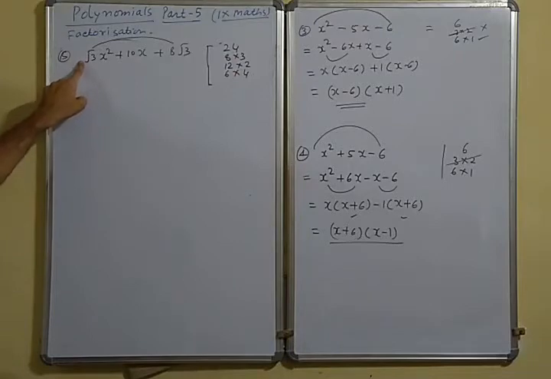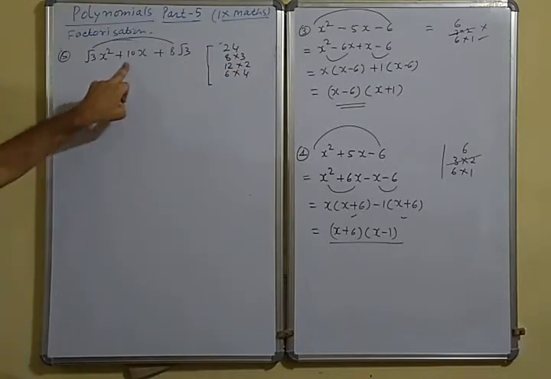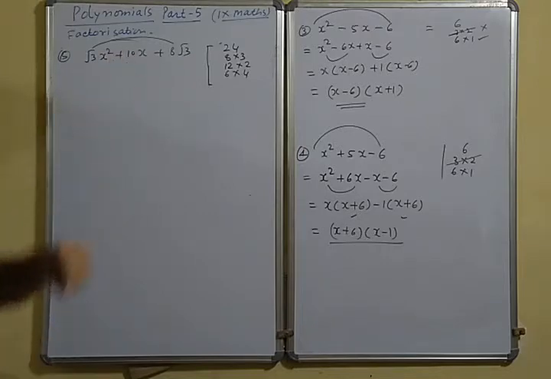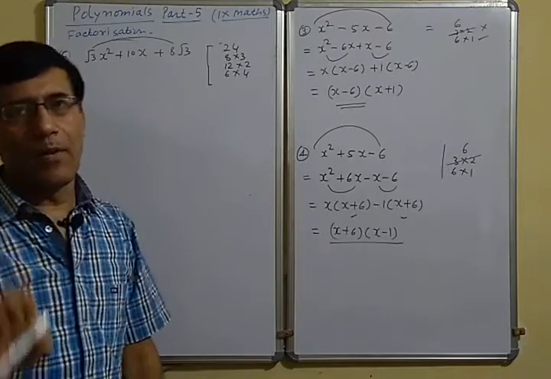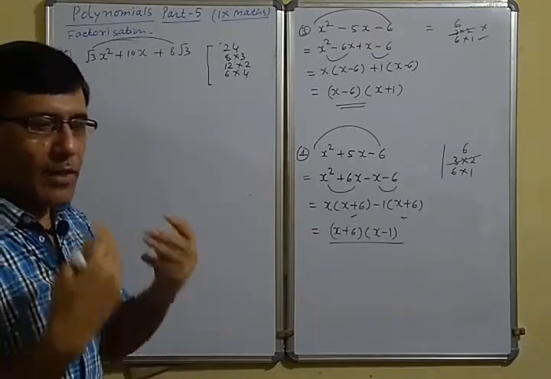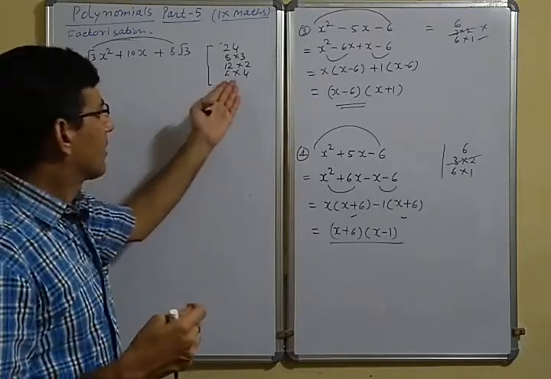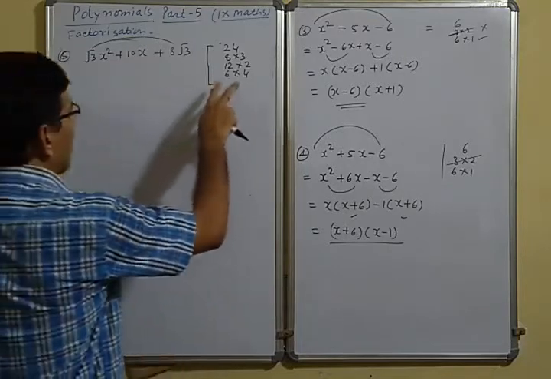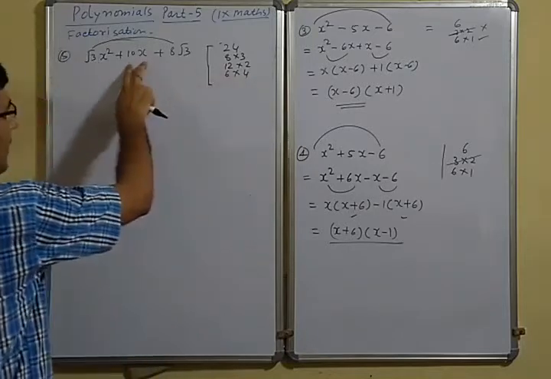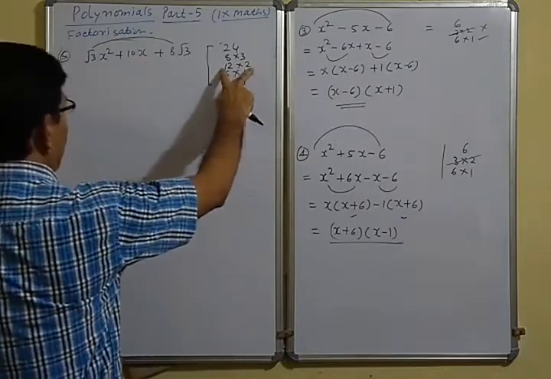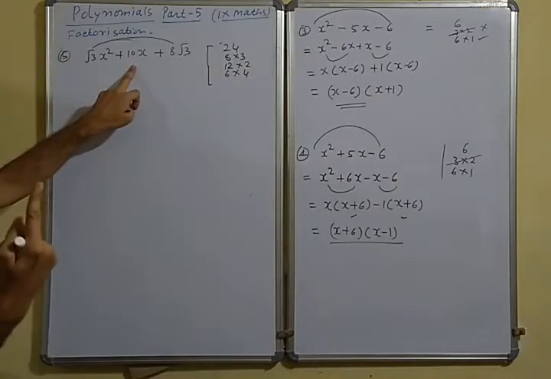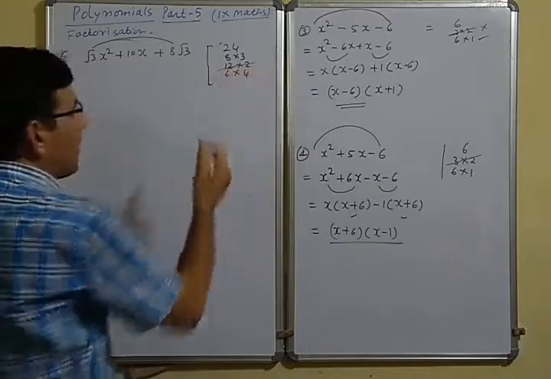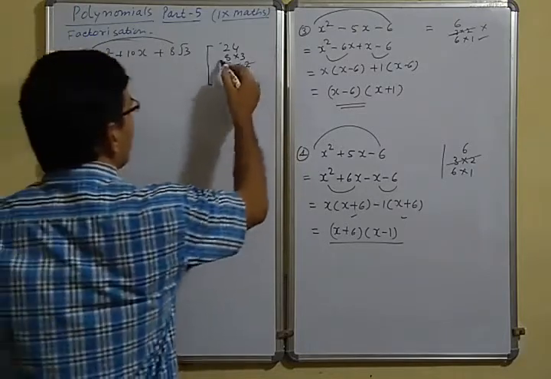Here it is a plus sign, and here also a plus sign. So that means either both will be negative or both will be positive. But here it is plus 10, so both will be positive. So we have to consider factors in which both are positive. 6 plus 4 is 10. 12 minus 2 gives 10, but one factor will be negative, so we cannot use 12 and 2. Similarly 8 plus 3 and 8 minus 3 cannot give 10. So cancel out these two.